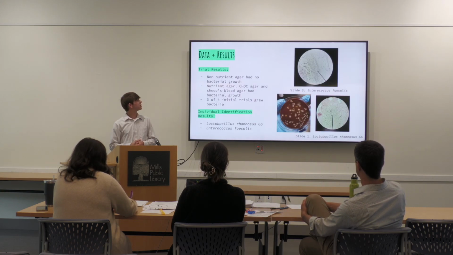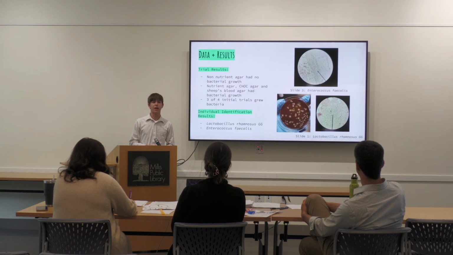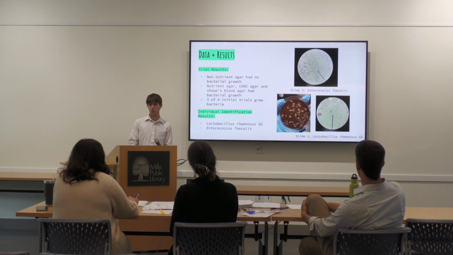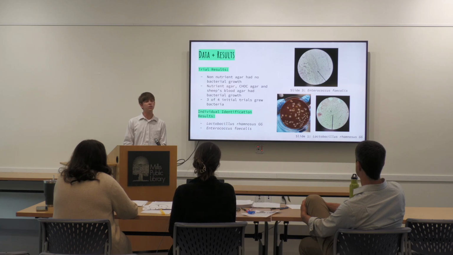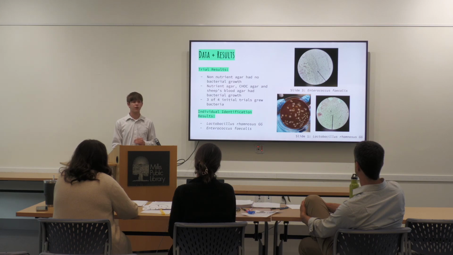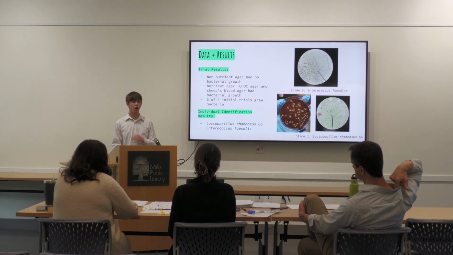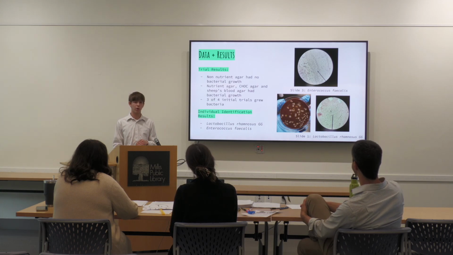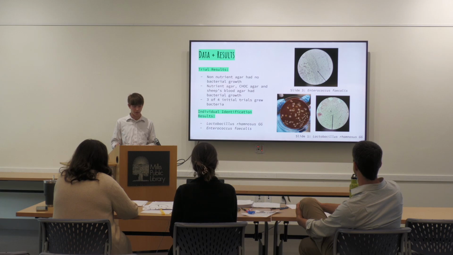So for my data and results, first I had trial results. I did 4 trials of collection and growth before I even considered and started the identification. This is because I had to consistently be able to grow the bacteria to know when I could start identifying it. For my first trial, I used the non-nutrient agar, which yielded no bacterial growth, and this was most likely because it didn't have any nutrients for the bacteria to grow off of.